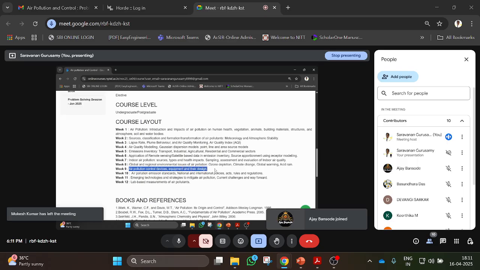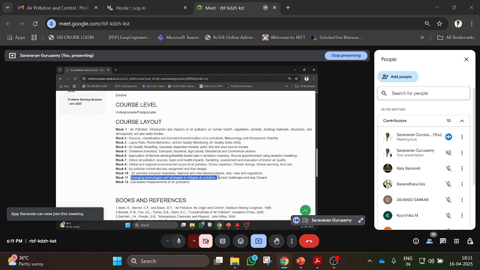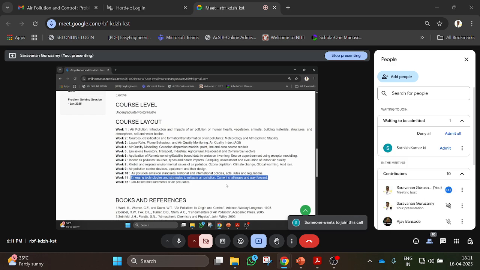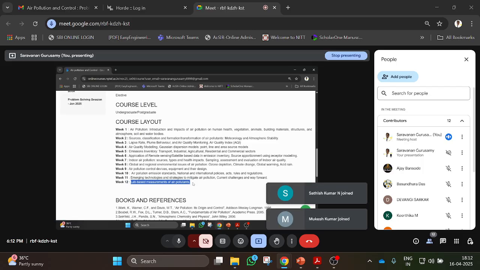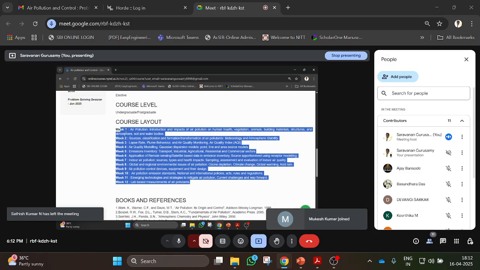Then air pollution control devices, equipment, and design for particulate matter and gaseous pollutants, we have discussed. Finally, the emerging techniques to mitigate air pollution, current challenges and the way forward, and what emerging technologies are available for each sector, we also discussed, right? Then lab based measurement techniques for particulate matter and gaseous pollutants, and handheld samplers and spectrophotometric samplers, we also discussed yesterday in the last week's session.